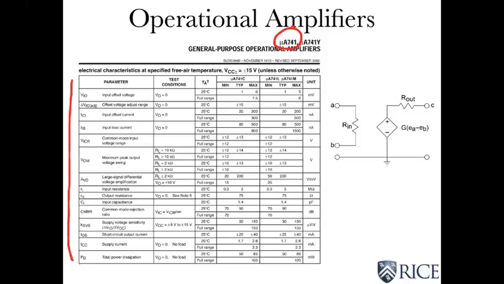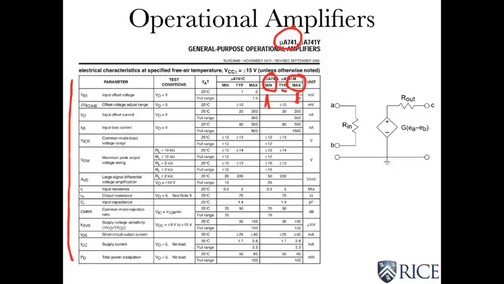Notice that what's specified in this specification sheet is a minimum, a maximum, and a typical value for every one of these parameters. So the manufacturing process guarantees that the circuit will be within these minimum and maximum values for whichever parameter you're talking about. But what it is exactly will vary depending on which operational amplifier you pick out of the batch.